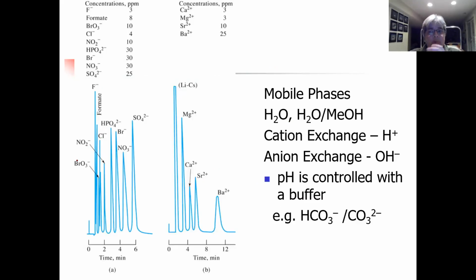Now, we can separate either cations or anions, but we cannot do both at the same time. For cations, you need a cation exchange column. For anions, you need an anion exchange column. And notice the mobile phase is usually water, and then we use carbonate or hydrogen carbonate to control the pH.